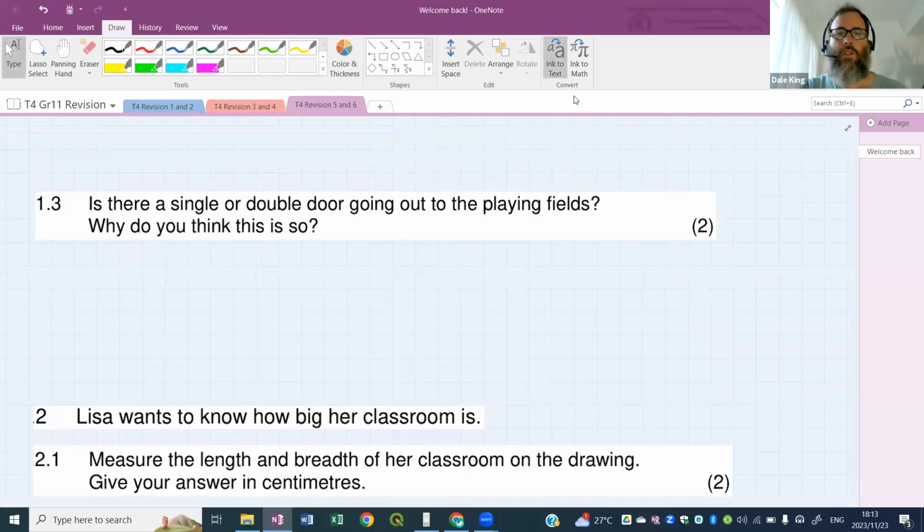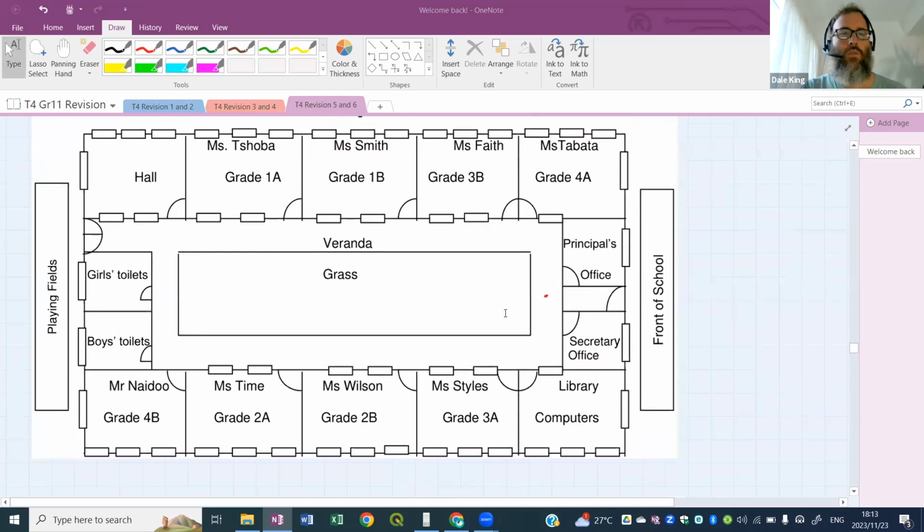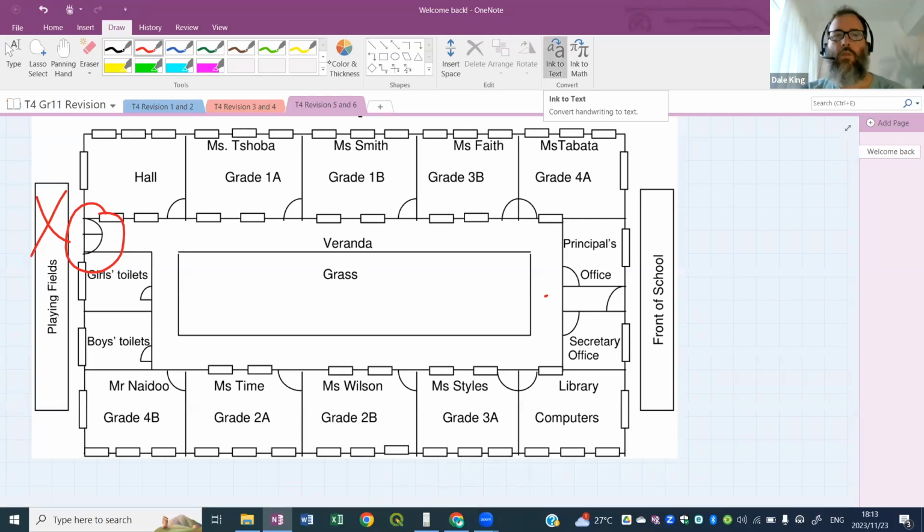Okay, here's the next question. Is there a single or double door going out to the playing fields? Why do you think this is so? All right, so where is this door? Here are the playing fields. The only door I can see is this one here, and it looks like a double door. Why do you think they'll put a double door there? No calculations here. It's just your subjective answer. What you think. Why do you guys think they put a double door there to the playing fields?